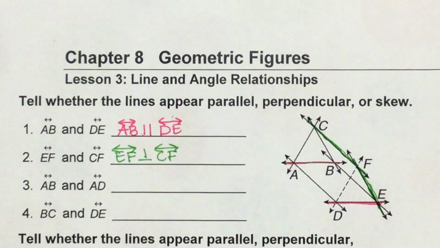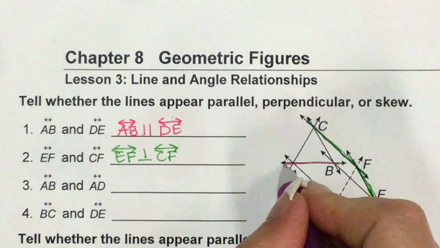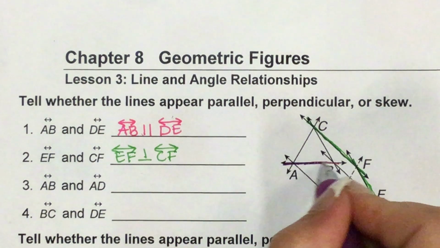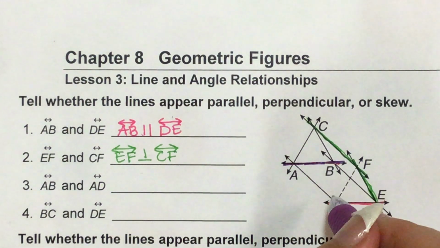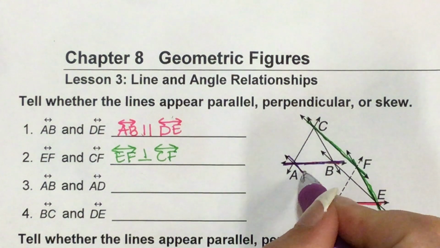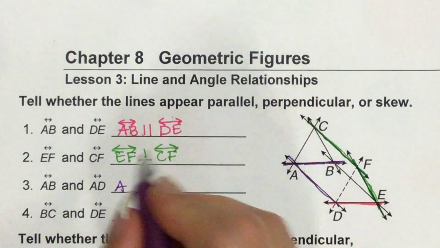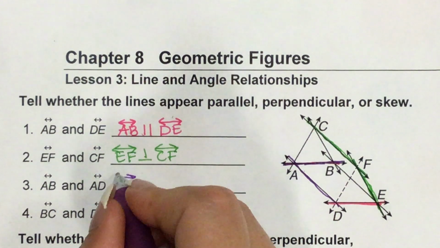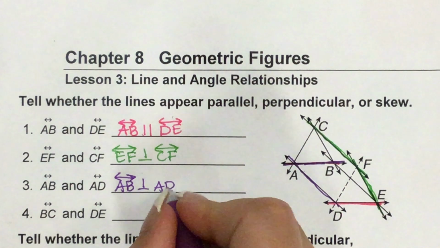Okay, let's go on to the next one. So we have line AB and line AD. It's pretty obvious that those are intersecting and those are perpendicular. So we're going to say line AB is perpendicular to line AD.